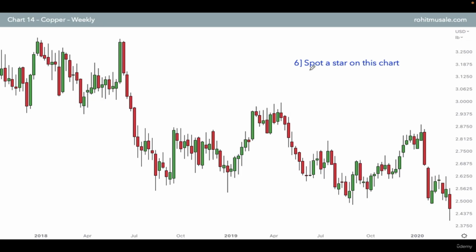Number 6, spot a star on the chart. So a star is a small candle which gaps away from a tall green or red candle. In this case, if you see, there is a tall red candle, and this tiny little candle, a small real body, gapping away, so that these two bodies are not touching. The shadows are touching, but the bodies are not touching. That's why it qualifies as a star. It's an indecision candle basically. You never initiate a position on a star, but you can use it to exit or scale back your existing positions.